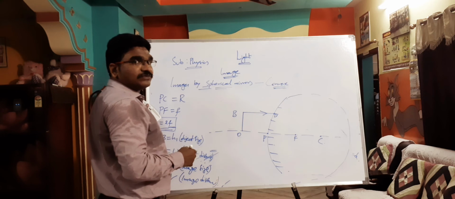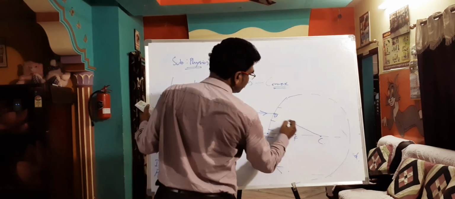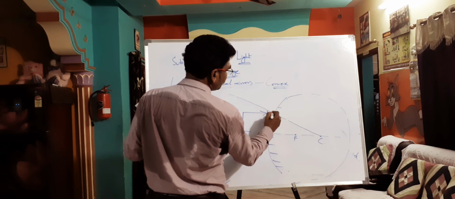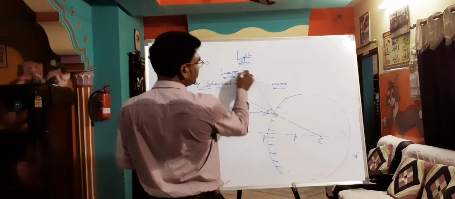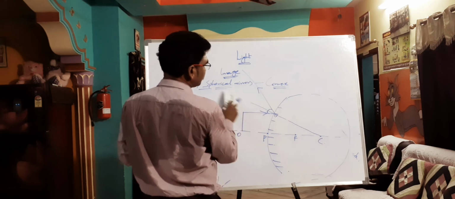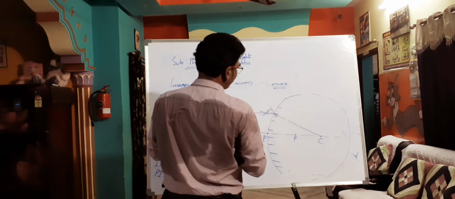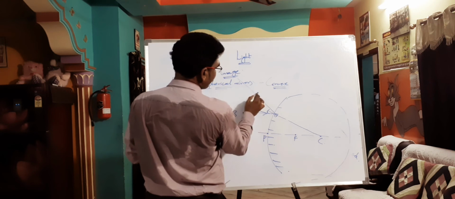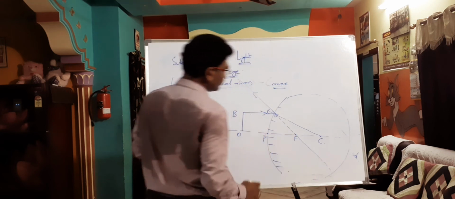Then what you have to do? You have to draw the normal. How will you draw the normal? From C, from the center. Now this is the incident ray and this is the normal. So this is the angle of incidence. So this will be the reflected ray. Now this is the reflected ray. When you extend the reflected ray, it will pass through the principal focus.